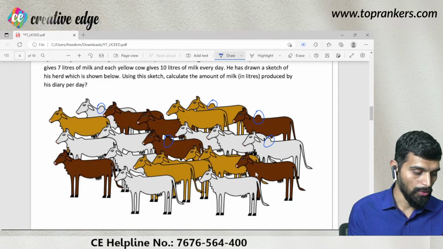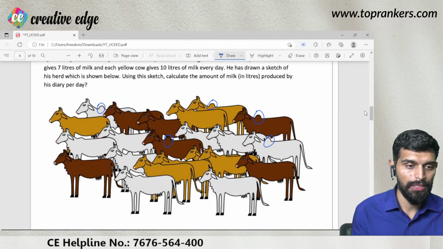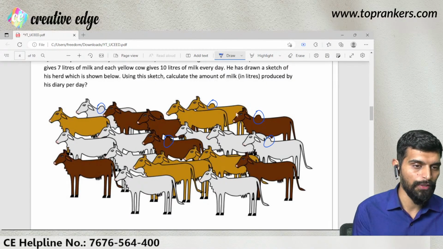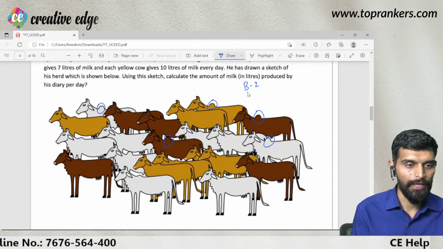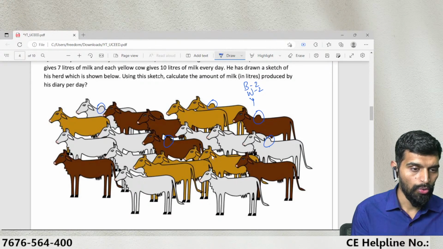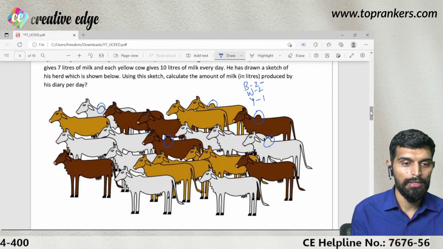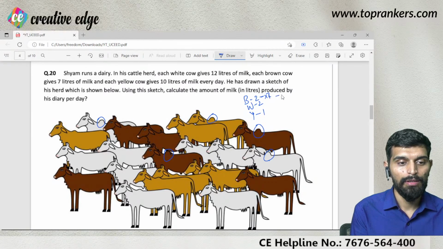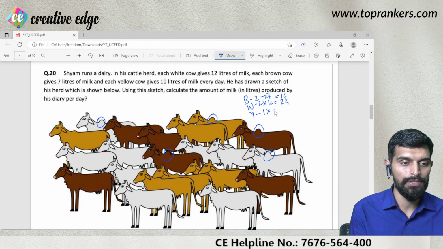So 160, Ayush Thakur is answering it as 160. So let's count now, Ayush. So how many brown ones do I have? Two brown ones, two white ones, and in yellow I have only one, right? Each brown gives 7 liters. So 7 into 2, 14. Each white one gives 12. 12 into 2 is 24, and each yellow one gives 10.